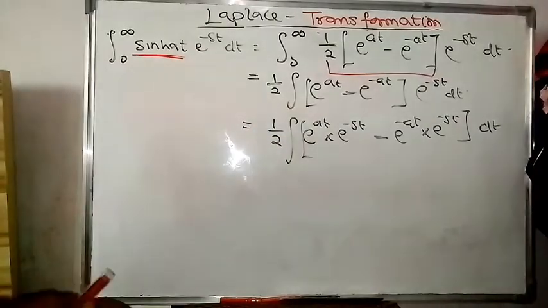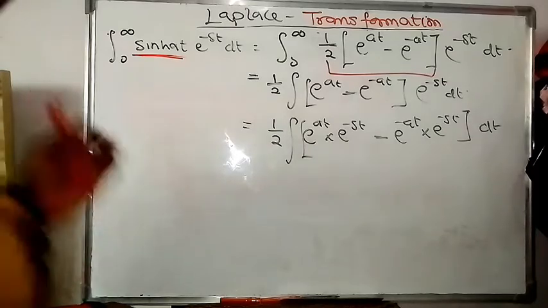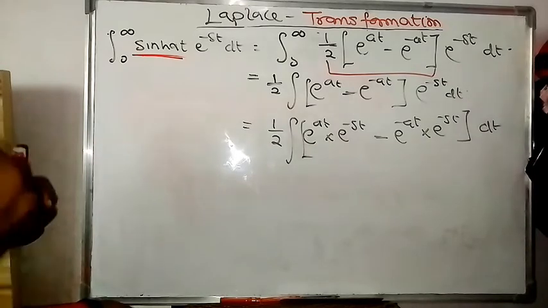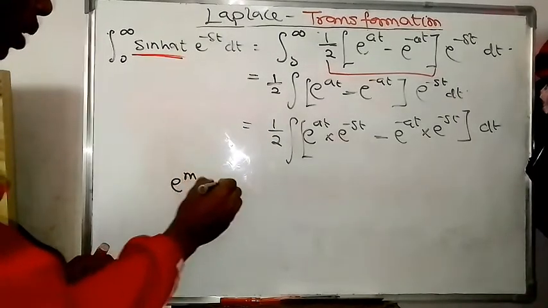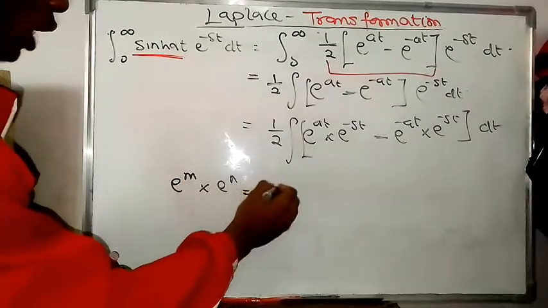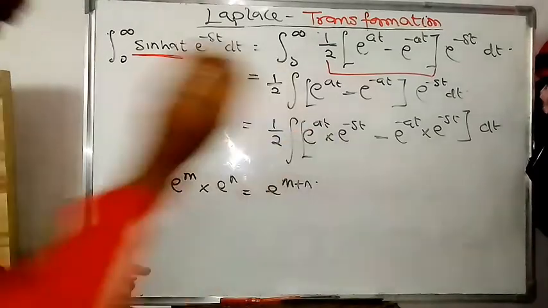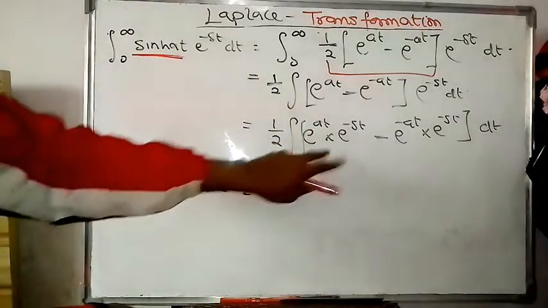So now we all know that the exponential of m times the exponential of n is equal to the exponential of m plus n. That's the rule for exponentials, which says the exponential of m times the exponential of n is equal to the exponential of m plus n. Right? So this same rule we are going to be applying here.